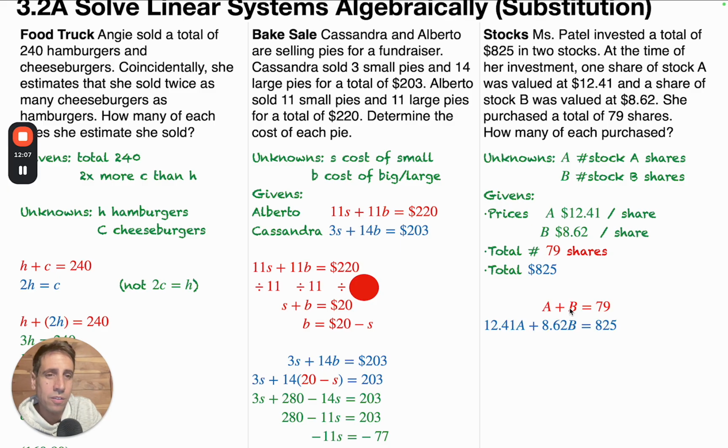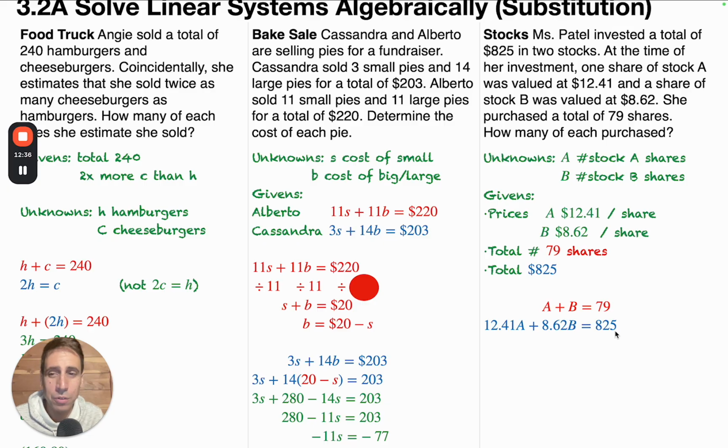So here you can see we've got a total of 79. That translates to this equation. The number of stocks we have, A, plus the number of stocks we have, B, is going to equal the total number of stocks we have, which is 79. Then the dollar equation is similar. We have a total of $825, and we don't know how many, but we do know how much they cost. The cost times how many, plus the cost times how many, is going to give our total.